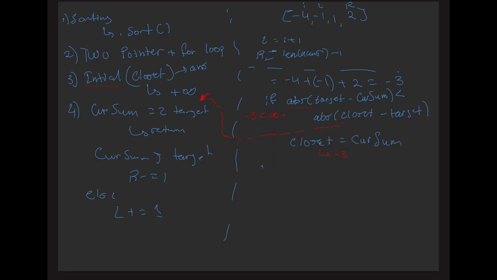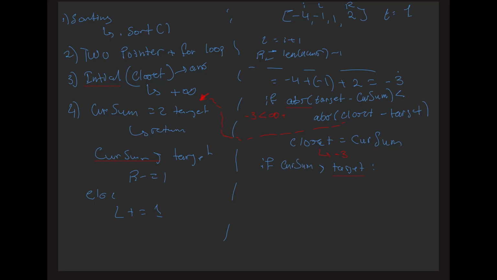If closest is greater than the target, remember the target was, I think it was 2, right? No, sorry, 1. In this example, it was 1. So if the target is greater than the closest value that we just made, sorry, we should be looking at the current sum. I made a small bug here. If the current sum, let me get rid of this. Sorry about that.